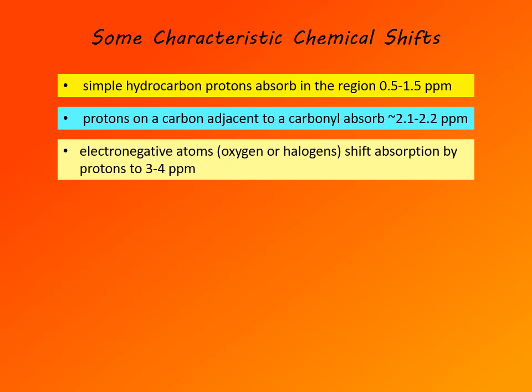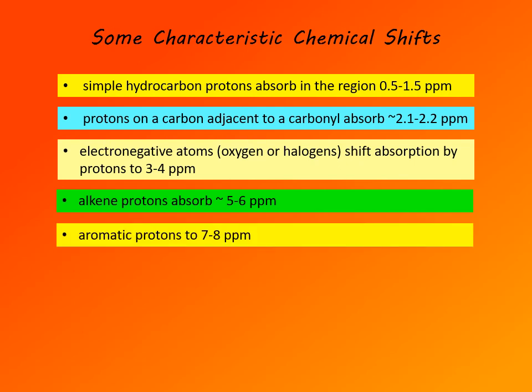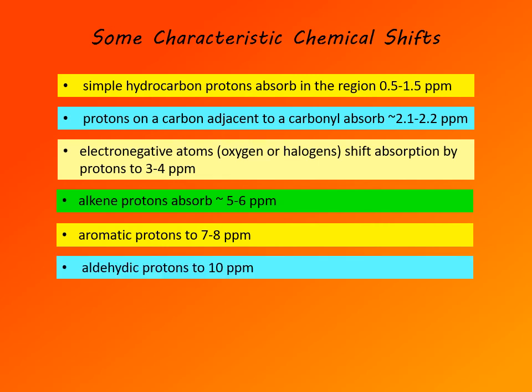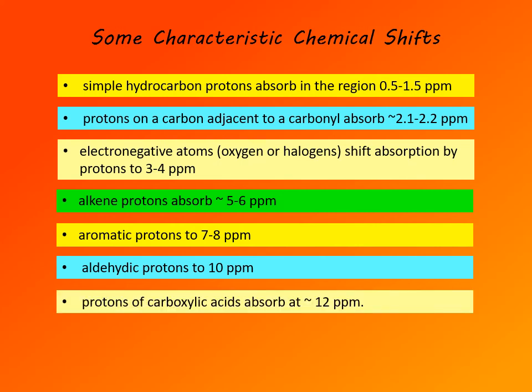Electronegative atoms such as oxygen or halogen shift absorption of protons attached to that carbon to around 3 to 4 ppm. Alkene protons absorb in the region of 5 to 6 ppm, aromatic protons between 7 and 8 ppm, aldehydes around 10, that's very characteristic. Hydrogen attached to a carbonyl group is around 10 ppm, that will be an aldehydic proton, and finally protons of carboxylic acids absorb around 12 ppm.